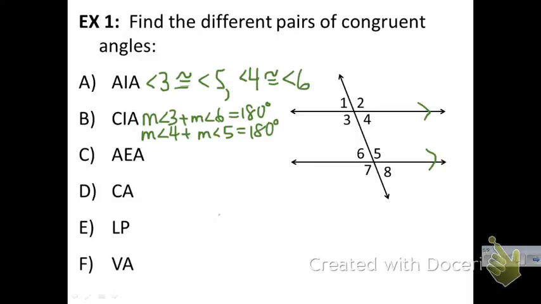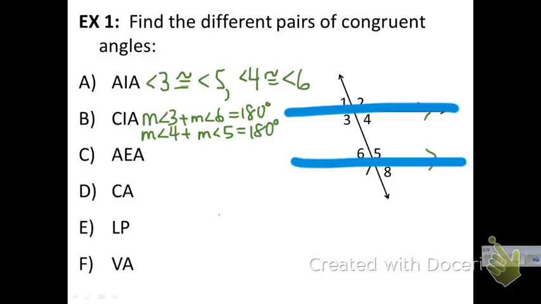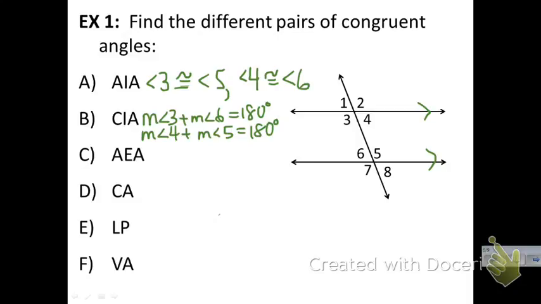Our alternate exterior, remember they are on the outside of the line, so here and here, and then they're on alternating sides, so like a 2 and a 7. So angle 2 is congruent to angle 7, and the other pair is angle 1 and angle 8.